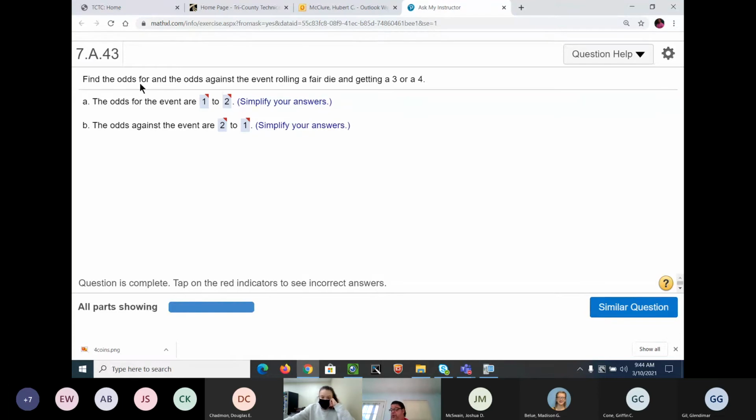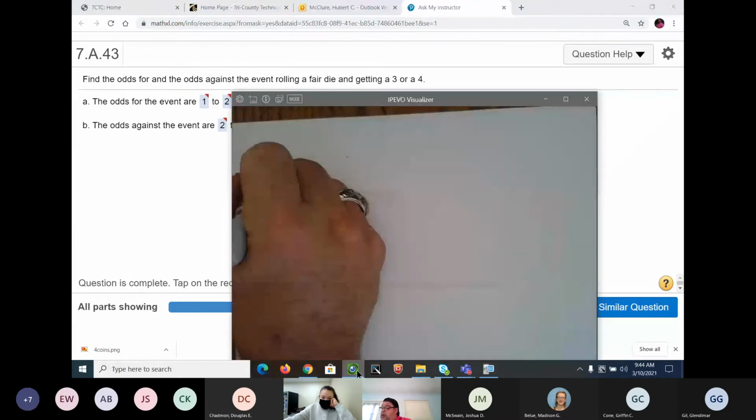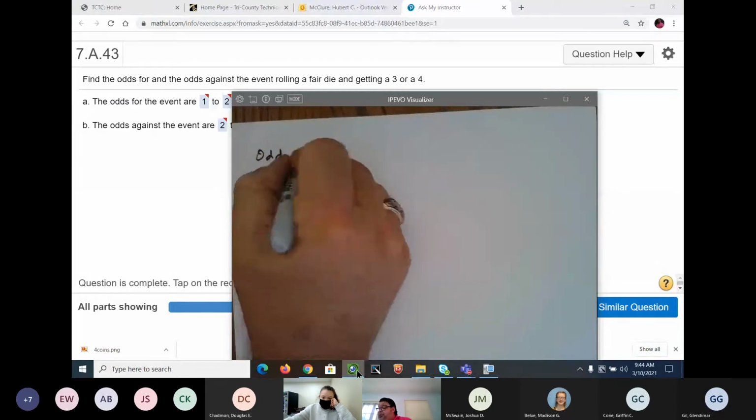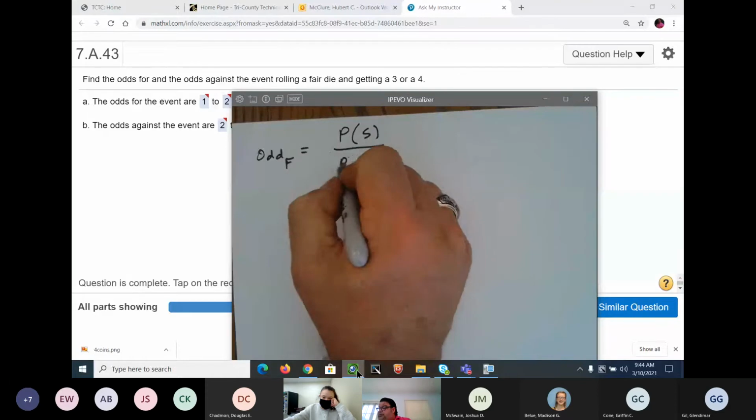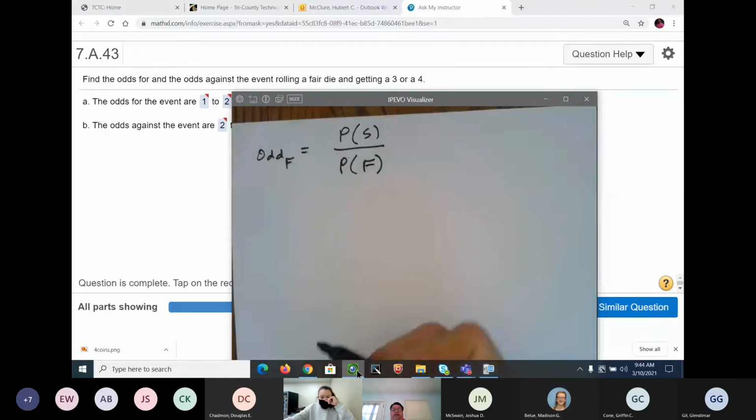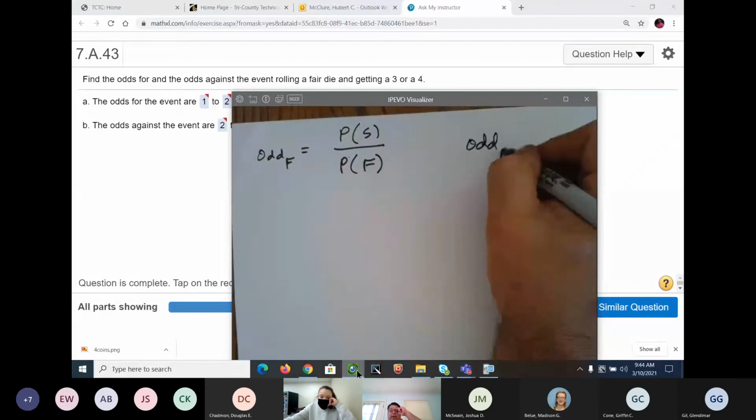Odds in favor is equal to the probability of success over the probability of failure. The odds against is pretty much the reciprocal, which means the probability of failure over the probability of success. Leave everything as a fraction because the math is easier.